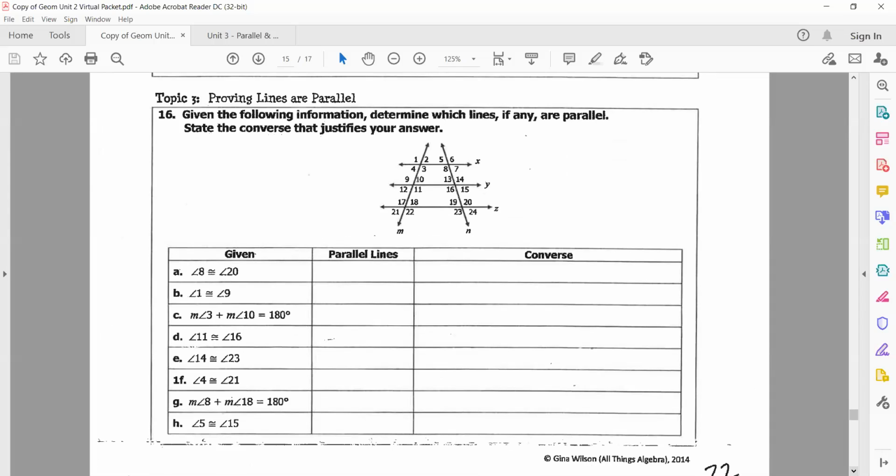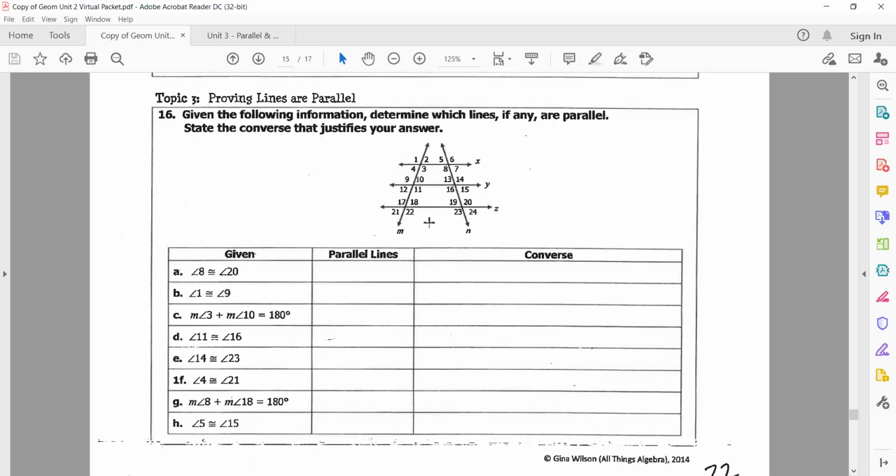Now, number 16 here is the first time we really get into talking about proving anything very much. So if we're going to prove that some lines are parallel, we're going to start off by looking at the angle relationships. And the definitions that we've just been talking about are how you're going to know if they are parallel or not.